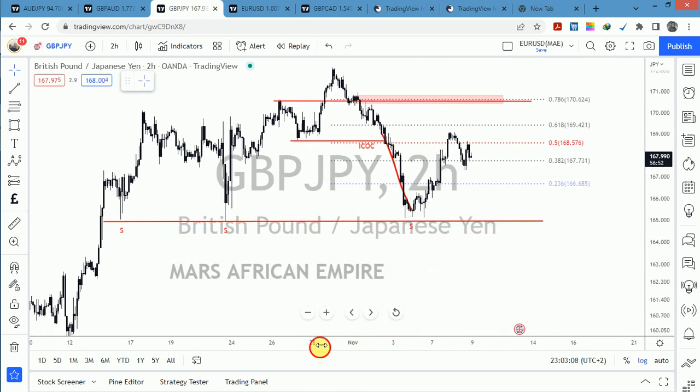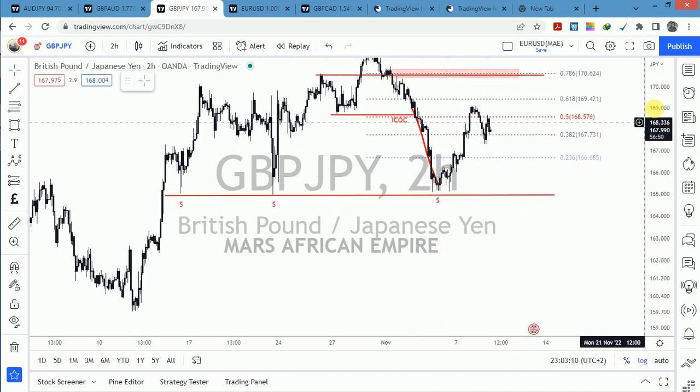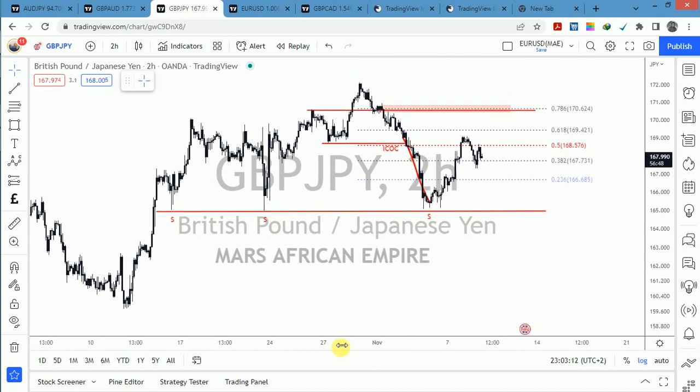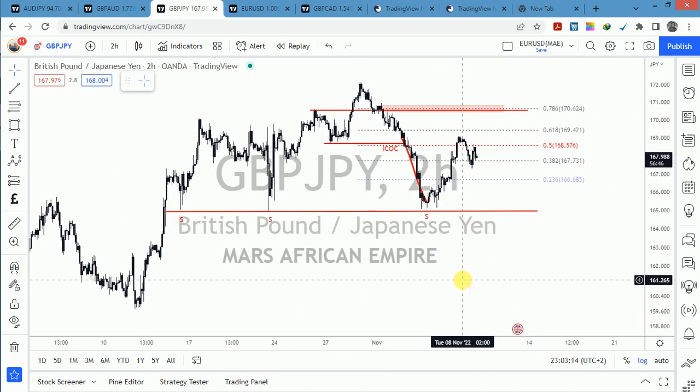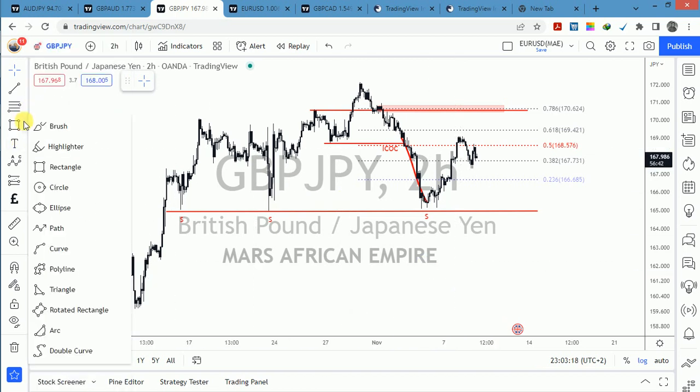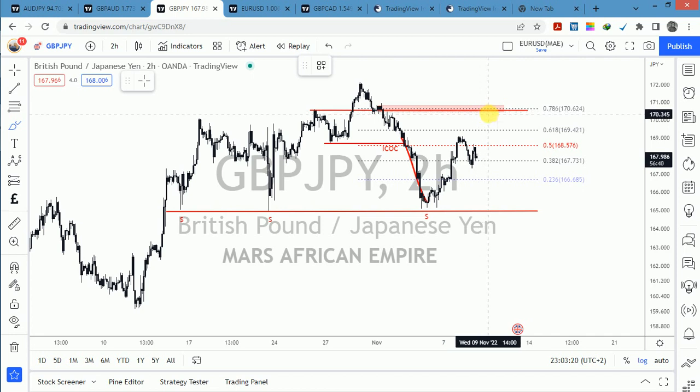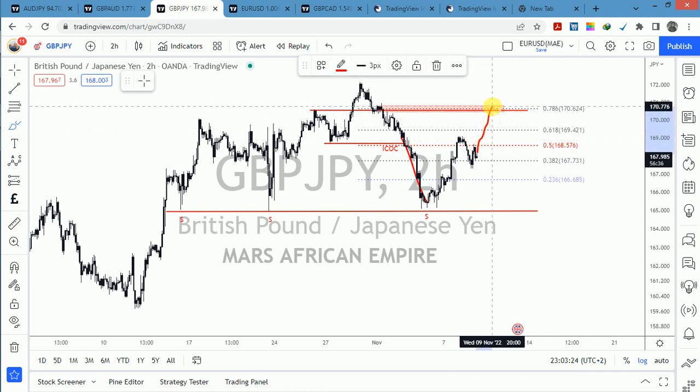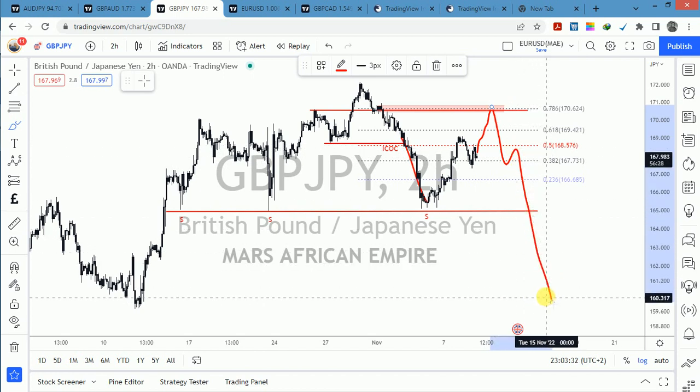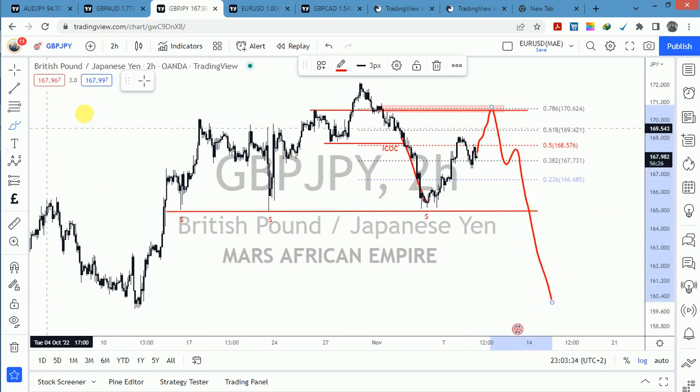So this is how it's supposed to be. We are going to mitigate this order block at 78.6. So we expect this pair to go up to 78.6, which is the QML, and then that's when it can drop. That's when it can drop. So we have a QML.